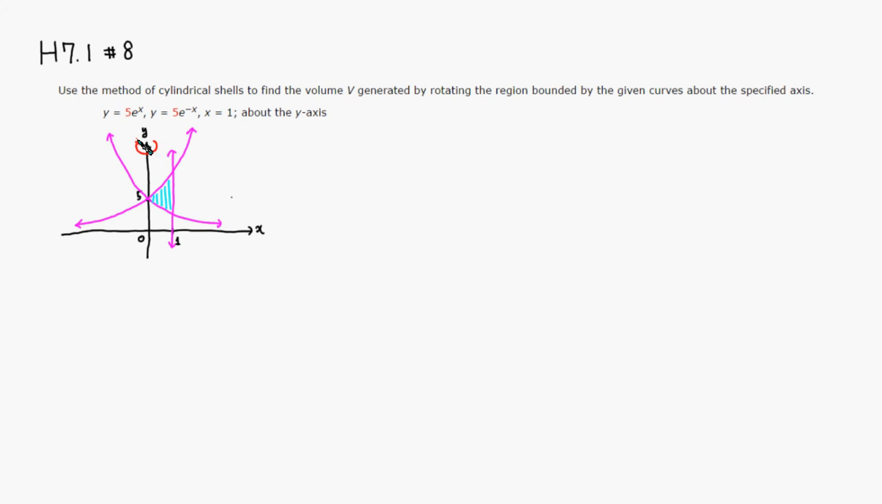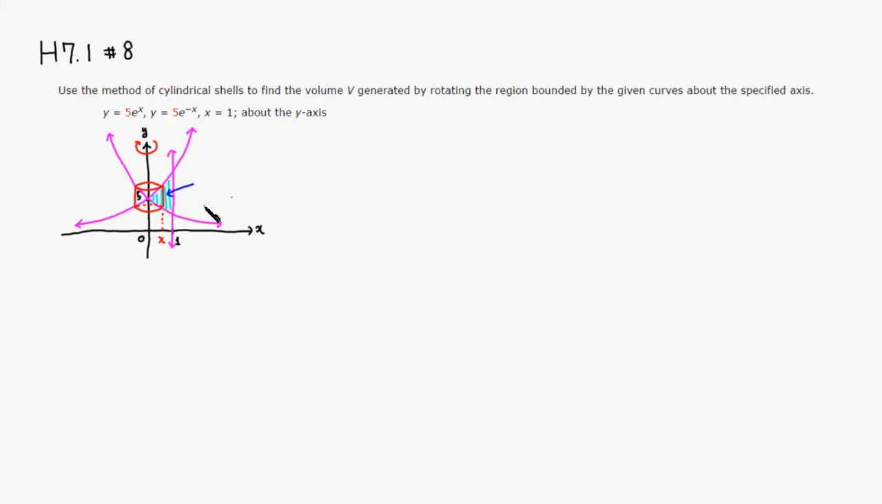Let's draw an approximating cylindrical shell. So I'm going to take that, and this is going to be my sample x. Then the cylindrical shell is going to look something like that. You can see that the radius is going to be just x, and the height is right here.